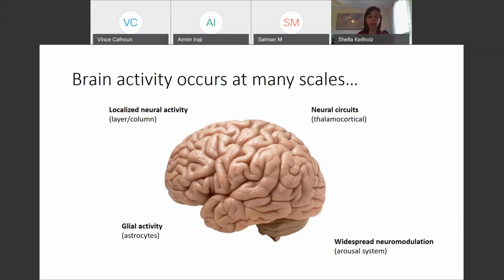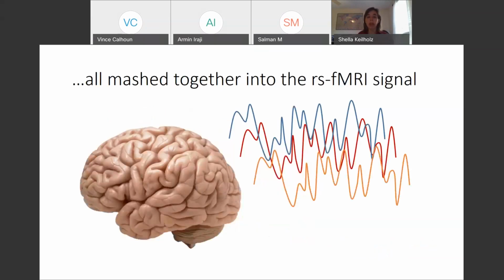Okay, so we know that the brain is complicated. We've got many scales of activity, and everything is getting mashed together into this resting state fMRI signal that we measure. So, from milliseconds to, I guess you could think of, lifetime level of temporal changes, and our spatial scales of a synapse all the way to the whole brain, all of that information is condensed into these tens of thousands of voxels that we have with resting state MRI and the time courses from each of those.